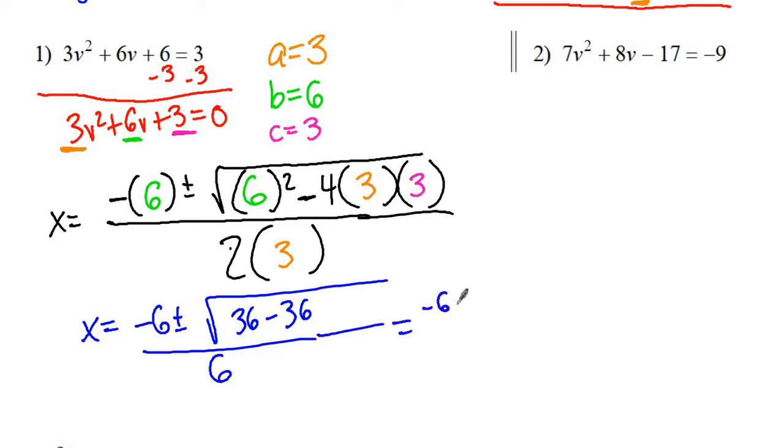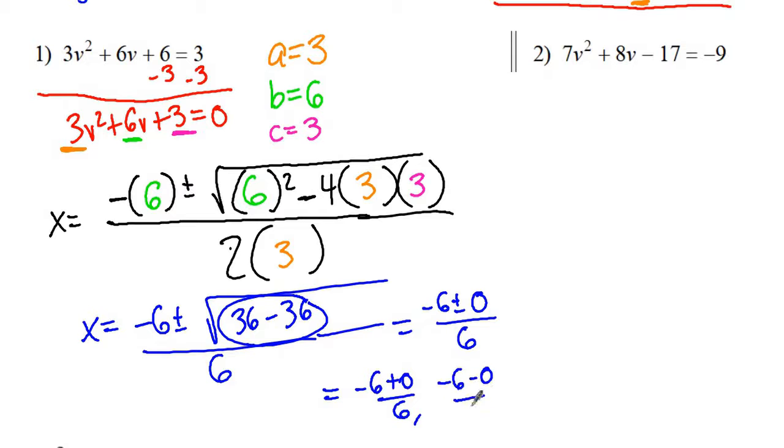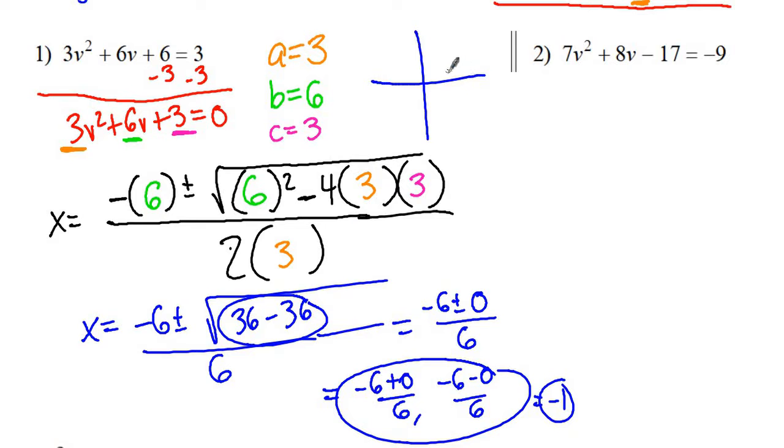So we're going to get negative 6 plus or minus. This thing equals 0, and the square root of 0 just equals 0. So negative 6 plus 0 and negative 6 minus 0. The plus or minus, you could split it up. You could say negative 6 plus 0 over 6, negative 6 minus 0 over 6. Negative 6 over 6, in both cases, both of these actually turn out to be the same number, negative 1. There's only one solution to that. So if you were to graph this equation, you'd actually have a graph that looks something like this. It would only touch the axis at that single point right there, which is x equals negative 1. So there's our solution for that.